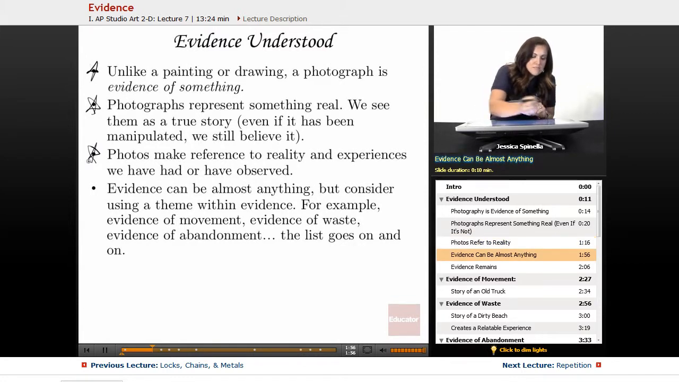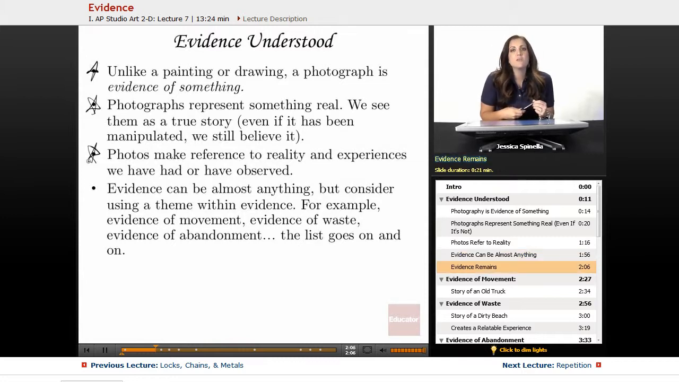Okay, so evidence can be almost anything, but consider using a theme within evidence. For example, evidence of movement, evidence of waste, evidence of abandonment. The list can go on and on. You see trash on the side of the road, we know that a person has been there. You see tracks on a trail. You're hiking on a trail and you see a bunch of tracks. You know that some sort of animal has traveled on this trail and you see the evidence of that. All right? So that's what we're talking about: evidence that something has occurred, that some event has taken place, or that we have witnessed something. Okay? Evidence.